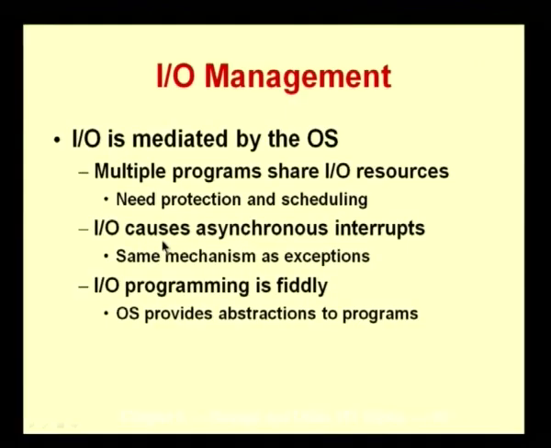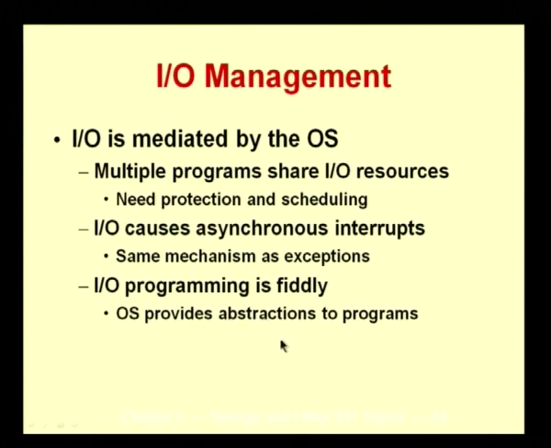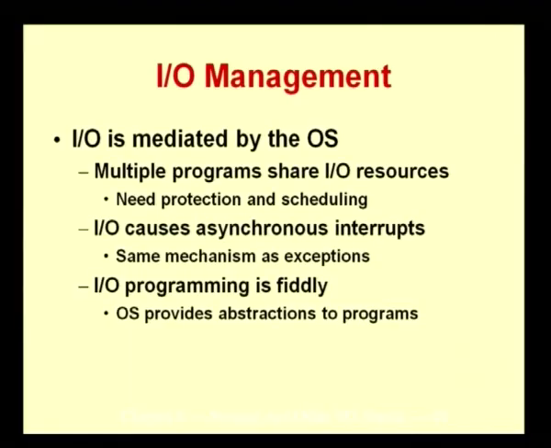And the input output again can cause asynchronous interrupts. So, we need some mechanism like exceptions to handle that. That is also done with the help of the OS. And since directly accessing the IO devices would be very complicated, the OS provides abstractions for the programs to handle the IO devices. So, what kind of abstraction is provided? What is it that is actually done?